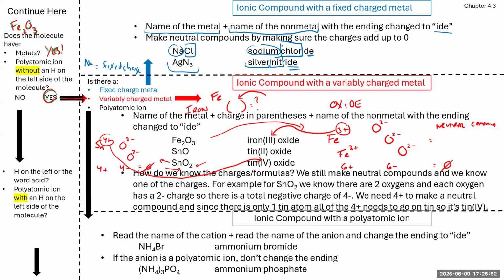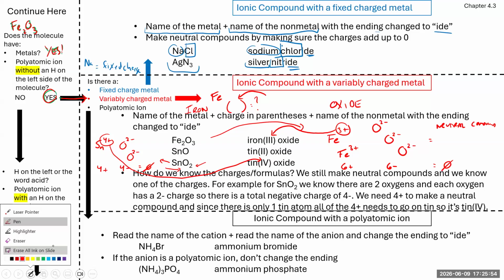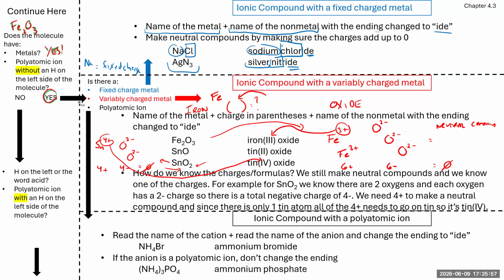All right, last one here. Let's do a polyatomic. So let's erase this and start over. All right, if it's a polyatomic ion, and let's say NH4Br, right? Does the molecule have metals? No. Polyatomic ion without an H? Yes. So we're going to go here and we're going to figure out, hey, it's a polyatomic ion.